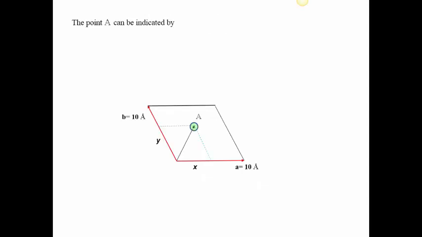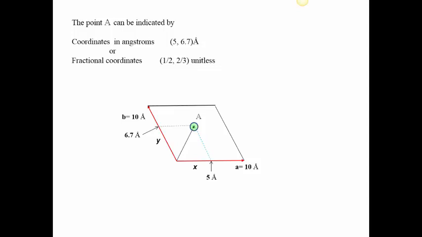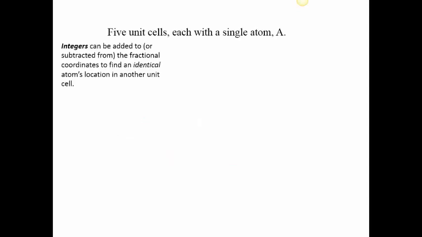And then again, as before, this point A is indicated as coordinates in angstroms of 5 and 6.7 angstroms, or we could equally refer to the point in fractional coordinates. The fractional coordinates are unitless, and they would be 1/2 and 2/3. There's a real advantage to using fractional coordinates, which we'll see in this next example.